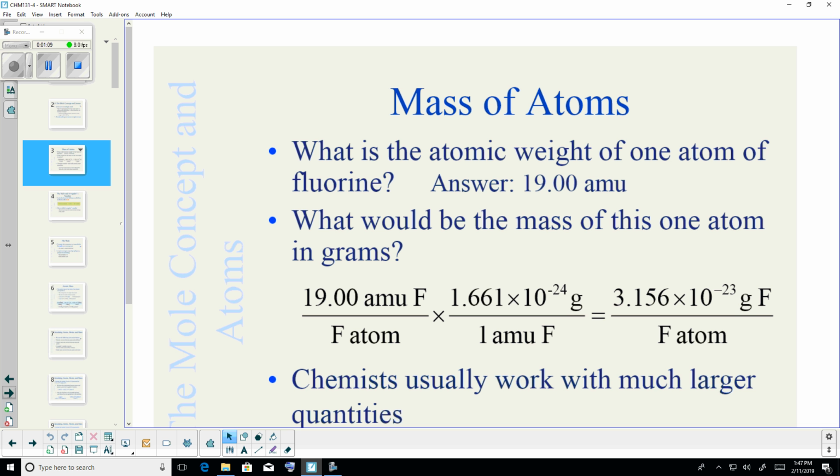What would be the mass of this one atom in grams? So 19 AMU of fluorine times 1.661 times 10 to the minus 24th grams is 3.156 times 10 to the minus 23rd grams of fluorine. Now, normally, we can't weigh out that much. It's too small.